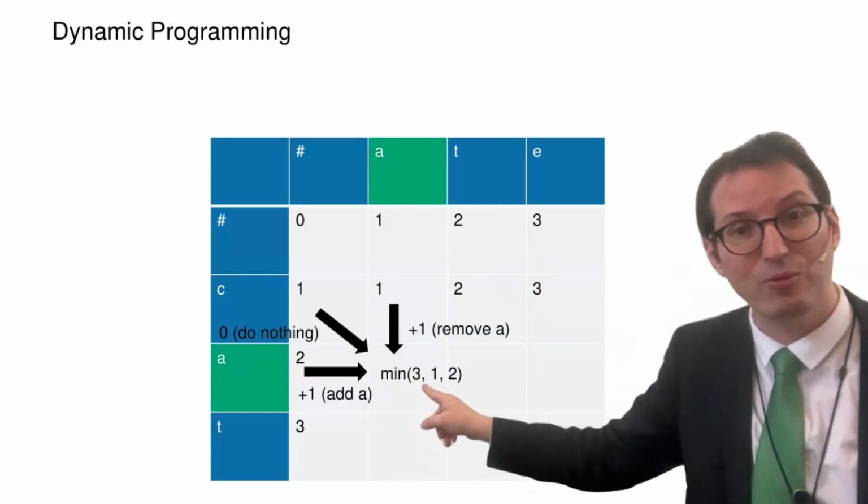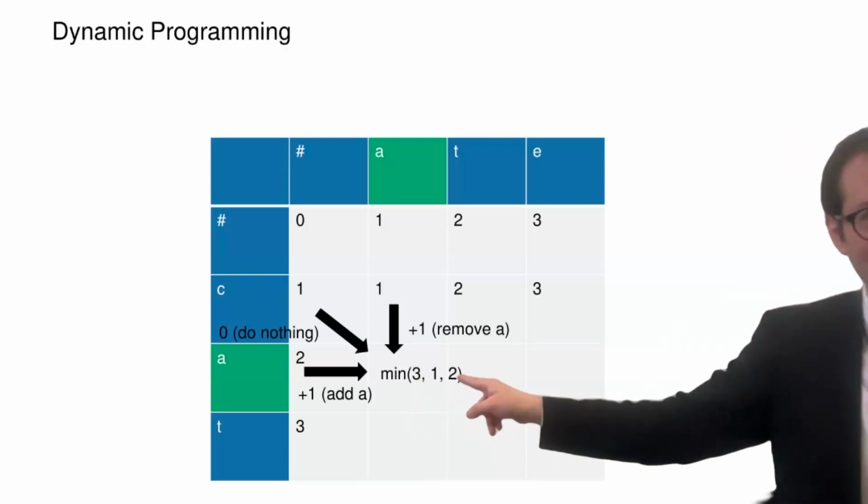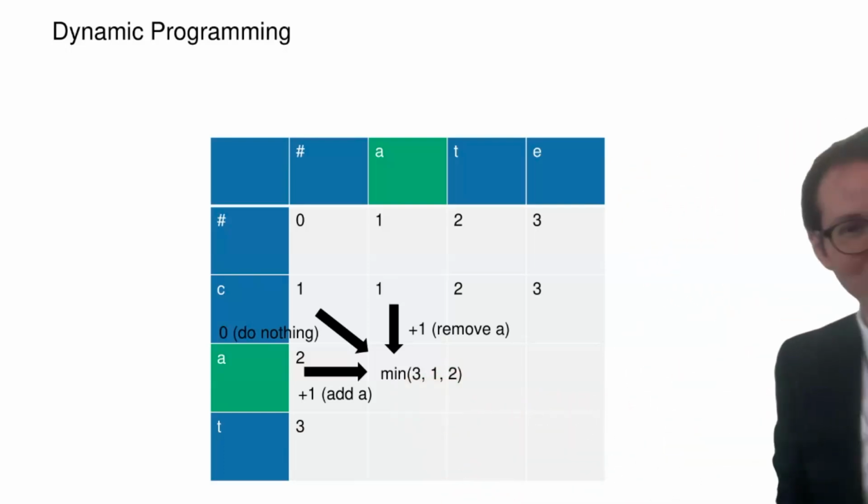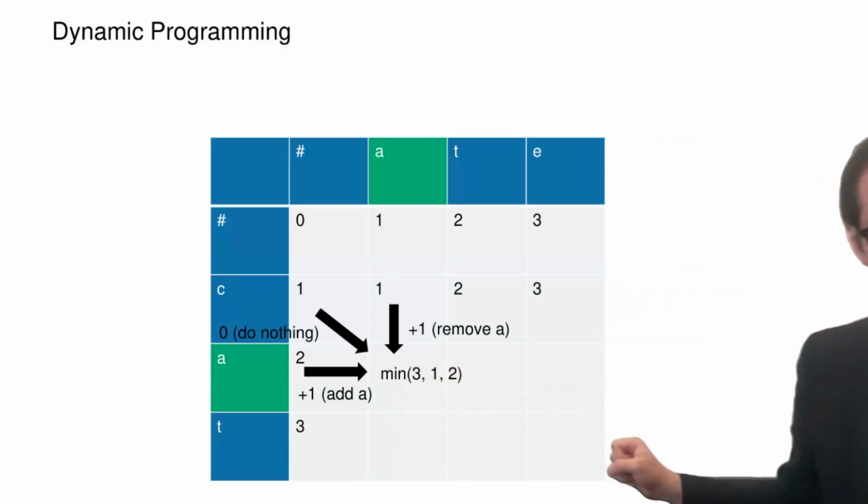So we have the minimum of 3, 1, 2, which is, yeah, exactly, like the primary school. Very good. We are young.